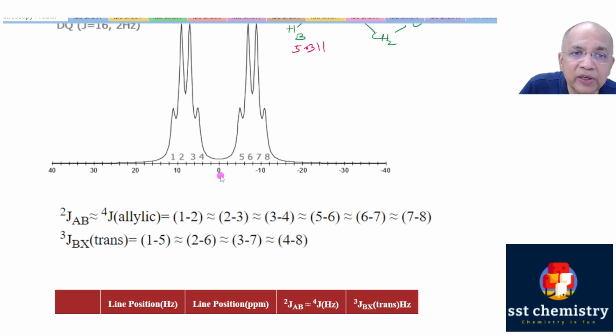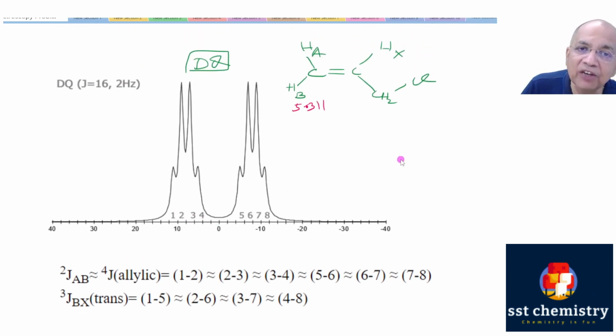So you know how to calculate the J values, because here virtually 2 J values are involved. 1 to 2, 2 to 3, 3 to 4. 5 to 6, 6 to 7, 7 to 8. This will be the lower J value. And then from midpoint to midpoint means 1 to 5, 2 to 6, 3 to 7, and 4 to 8.